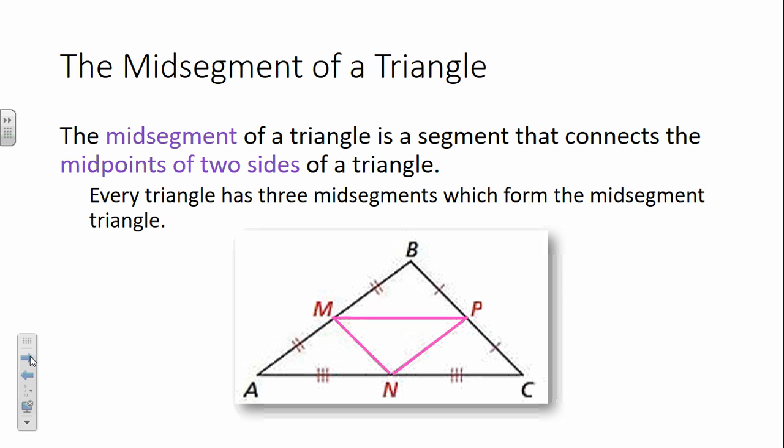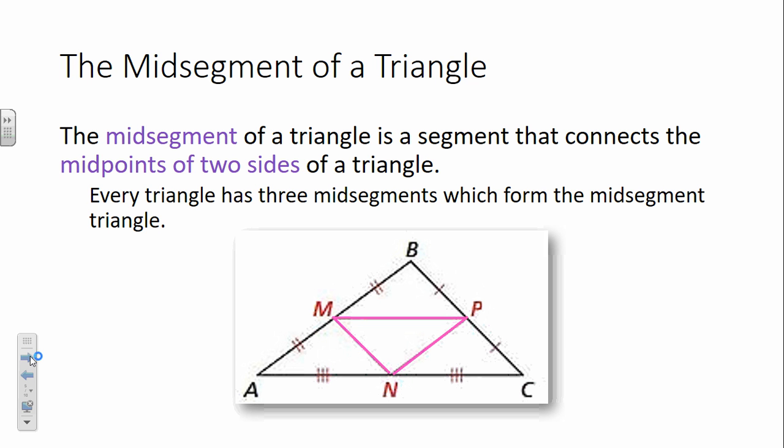Okay, MP is the midsegment. It's parallel to AC, and it connects the midpoint of AB with BC. MN is also a midsegment because it's parallel to BC and connects the midpoint N with the midpoint M. And likewise, PN is also a midsegment. And the 3 together form a midsegment triangle. Questions so far? So midsegment means it's a segment that connects midpoints in a triangle. Make sense?